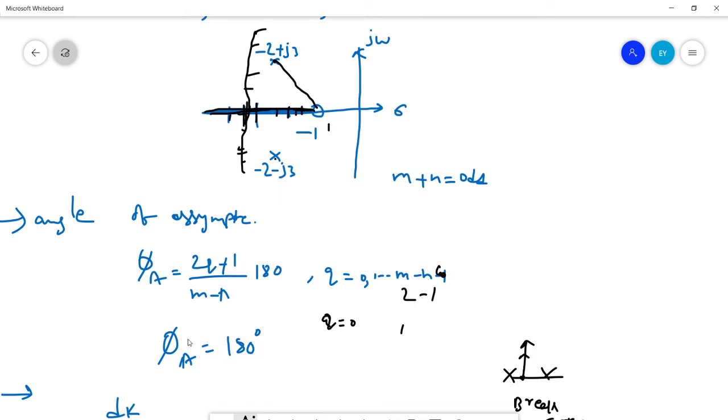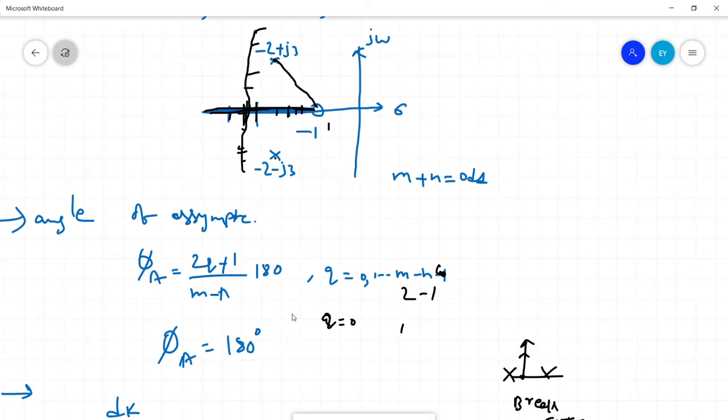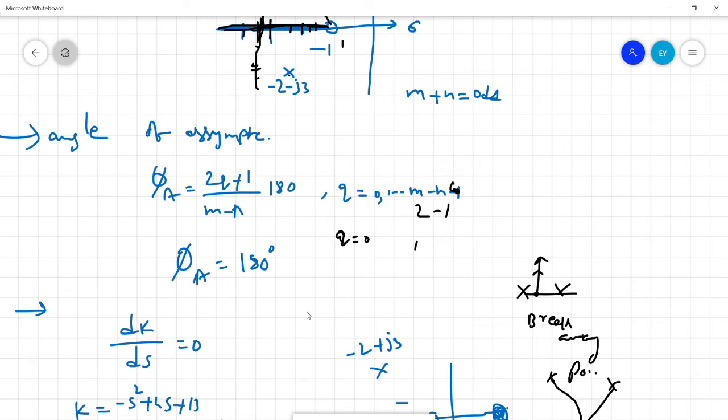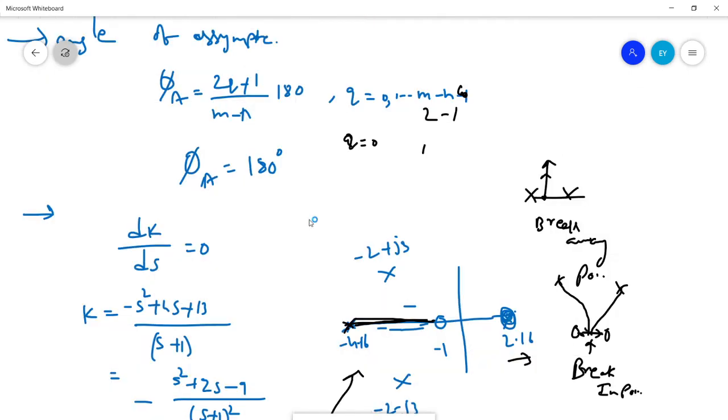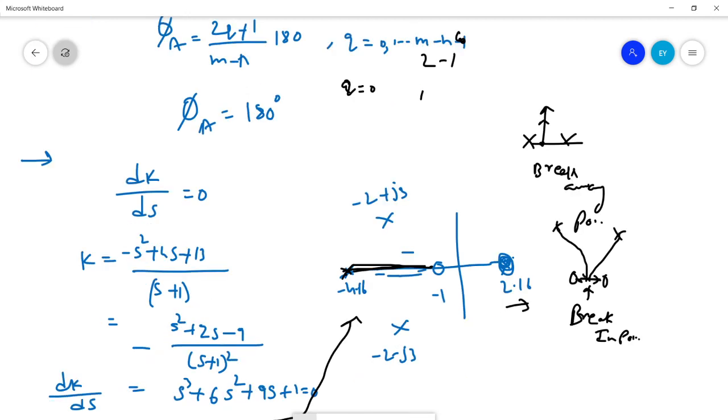Once you calculate, the angle of asymptotes will be 180 degrees. So it will make a 180 degree angle. 180 means what? With respect to the real axis, 180 is this direction, right?